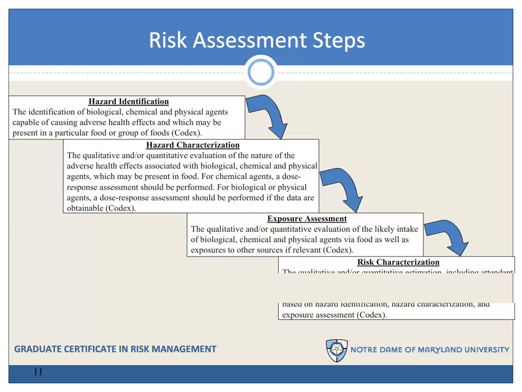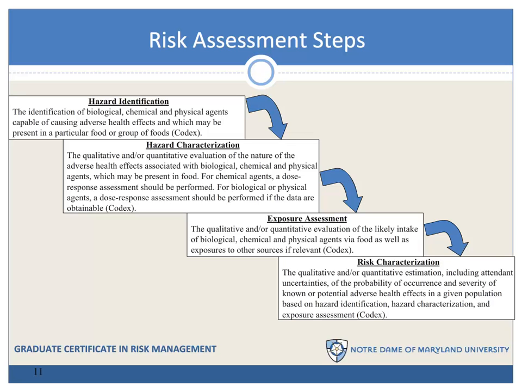These four risk assessment steps are defined in this slide. Hazard identification is the identification of biological, chemical, and physical agents that are capable of causing adverse health effects and which may be present in a particular food or group of foods. Hazard characterization is the qualitative and/or quantitative evaluation of the nature of the adverse health effects associated with the biological, chemical, and physical agents which may be present in food. For chemical agents, a dose-response assessment should be performed. For biological or physical agents, a dose-response assessment should be performed if the data are obtainable.